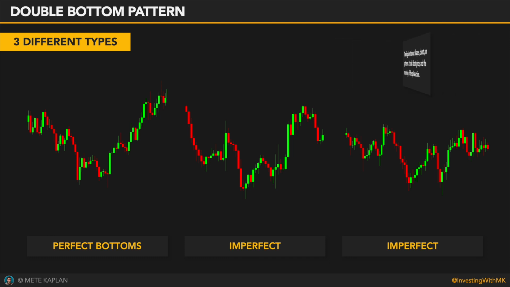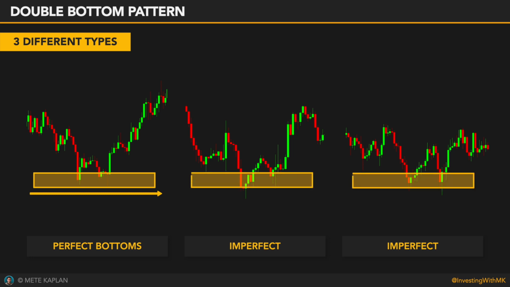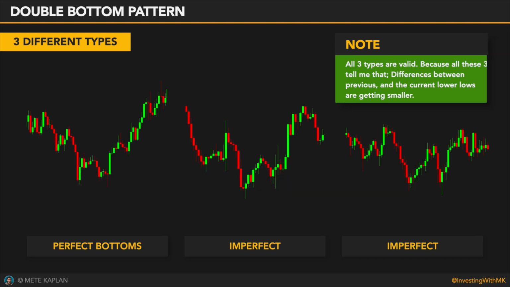I never look for perfect shapes. As you can see, we could have a perfect double bottom in which both bottoms bounce from the support lines perfectly. In the other two types, one of the bottoms actually breaks the support level and gets back in line. For me, all three types are valid, because all these three tell me that differences between previous and the current lower lows are getting smaller. So, this financial asset is losing momentum, sellers are losing control, buyers are gaining power. Can you see it? I read the price and the meaning. I'm not concerned about the shapes, patterns, or formations.